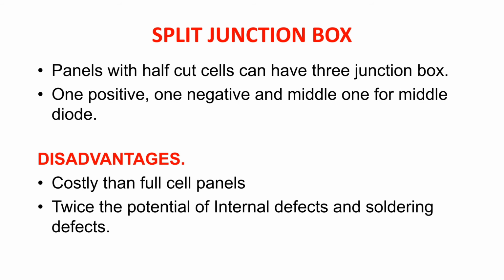Now these panels have some disadvantages also. What are these? These panels are costlier than full cell panels, as the processes involved in these panels are more, so these are costlier than full cell panels. And the second one is, in this type of panel, the potential for internal defects and soldering defects is twice, as a cell is being cut into 2 equal halves. So if a cell is defective or has a manufacturing defect, then both half cells will have that defect. So the defects in the panel will be twice.